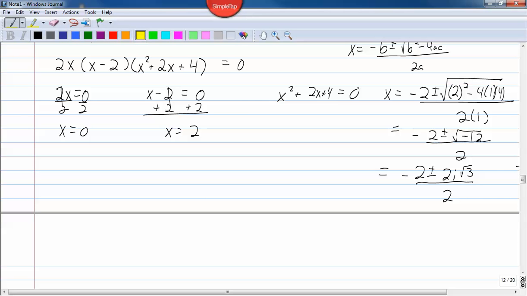Now to check and see if this will simplify, you look at this number, and this number. If you can divide them all by the same number, then it will simplify. And you can divide them all by 2. So my last two answers are negative 1 plus or minus i square roots of 3. That means negative 1 plus i square roots of 3 and negative 1 minus i square roots of 3.